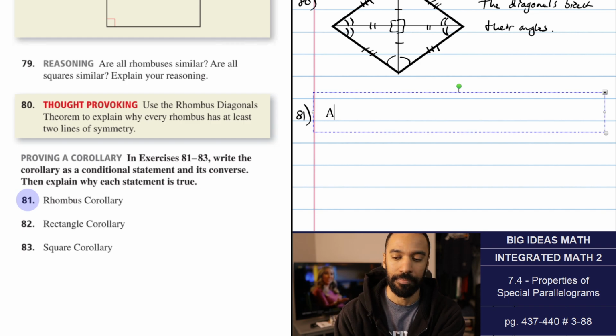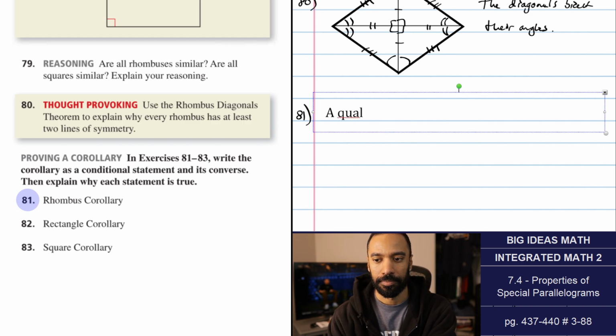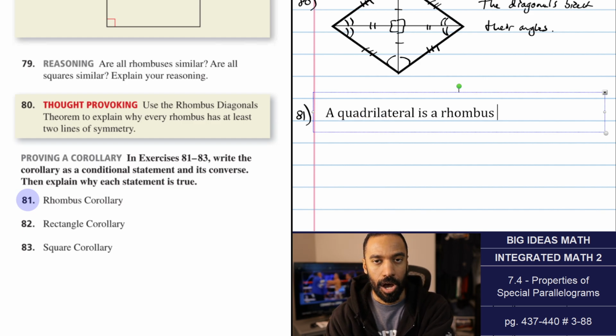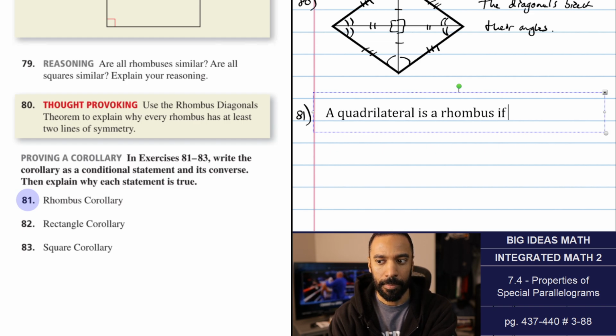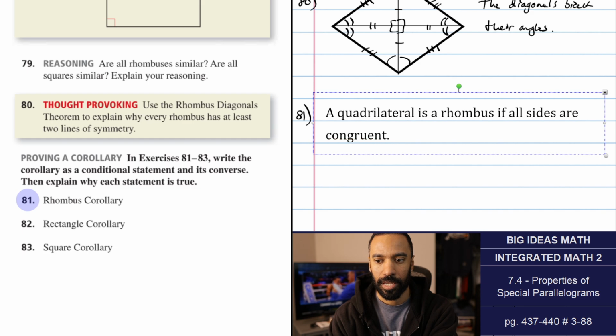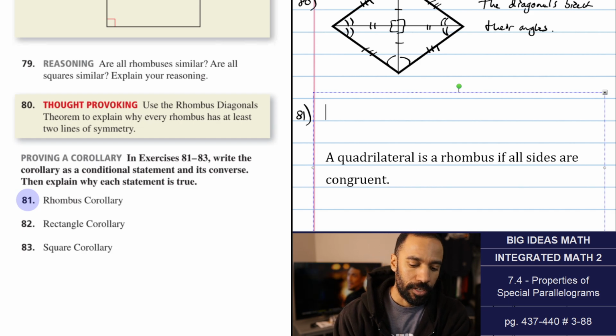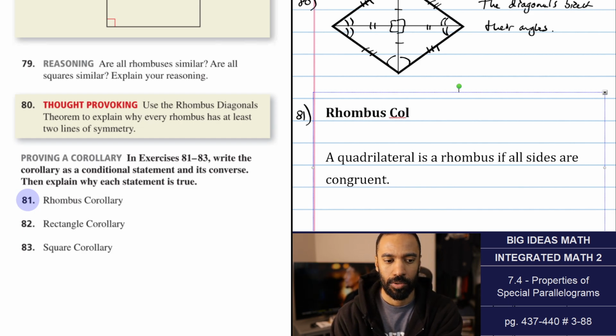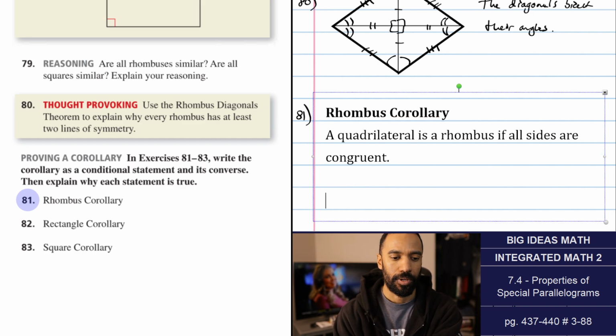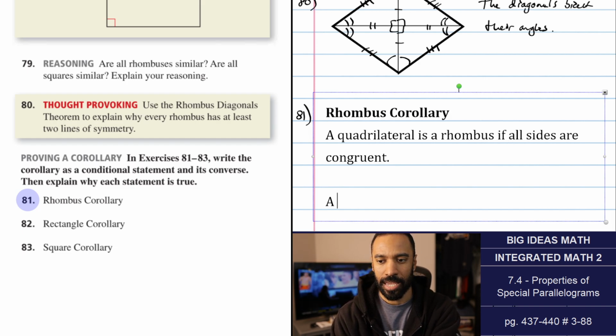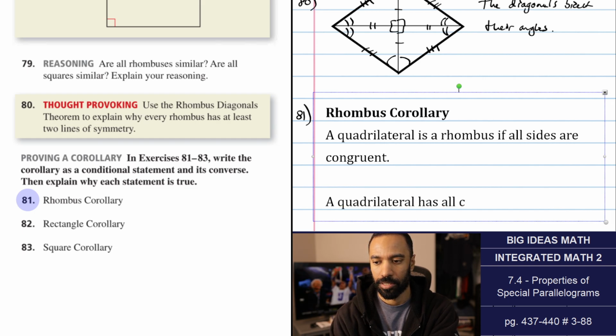So the rhombus corollary is a quadrilateral is a rhombus if and only if all sides are congruent. So a quadrilateral is a rhombus if all sides are congruent. Let me first say rhombus corollary. So the first one is this guy. Now, if I flip it, I'm going to state its converse. A quadrilateral has all congruent sides if it is a rhombus.